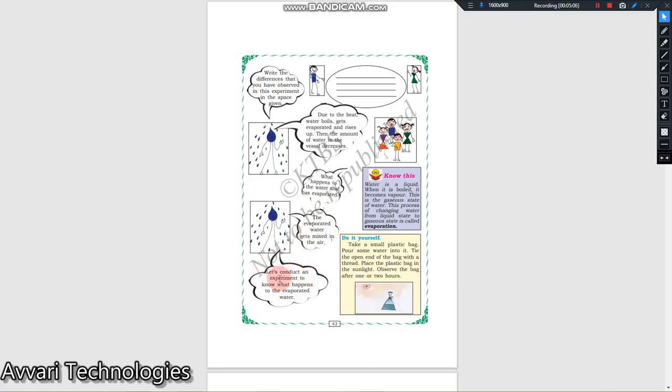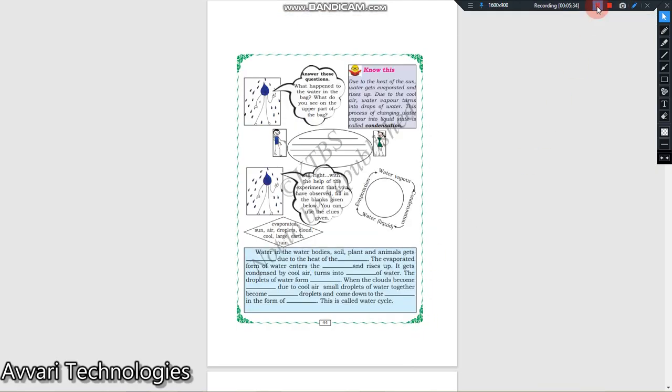Let's conduct an experiment to know what happens to the evaporated water. Do it yourself. Take a small plastic bag, pour some water into it, and tie the open end of the bag with a thread. Place the plastic bag in the sunlight. Observe the bag after 1 or 2 hours. Like this, it happens. Come on, let's go to the next page.